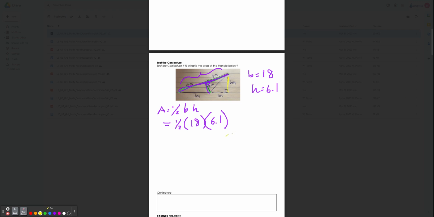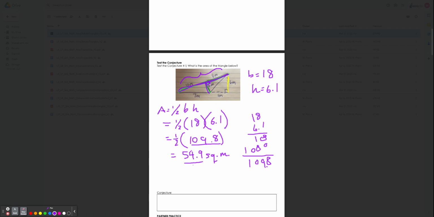Now, when we multiply our base times height, what do we end up with? We get 109.8, and then half of 109.8 is 54.9. So the area of our triangle, because the units here are meters, would be 54.9 square meters. We'd never want to forget this last part here with our square meters, our square units. In this case, they're meters, so it would be 54.9 square meters.